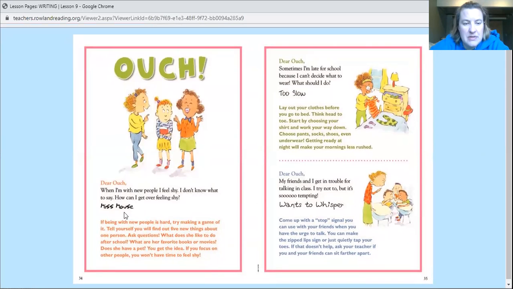If being with new people is hard, try making a game of it. Tell yourself you will find out 5 new things about one person. Ask questions. What does she like to do after school? What are her favorite books or movies? Does she have a pet? You get the idea. If you focus on other people, you won't have time to feel shy.